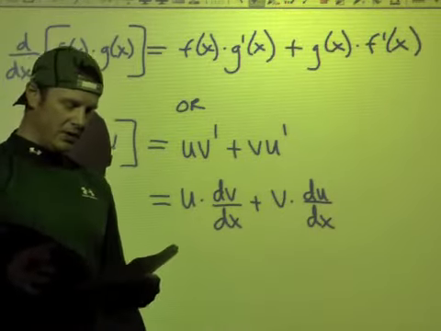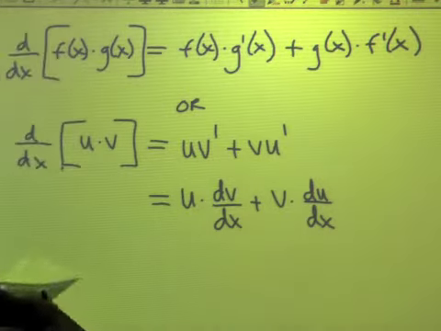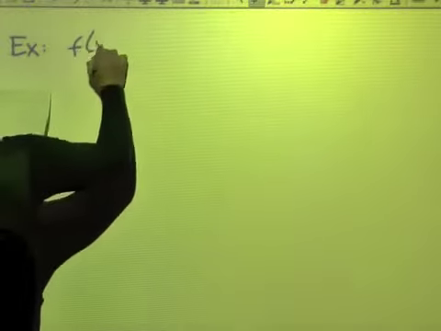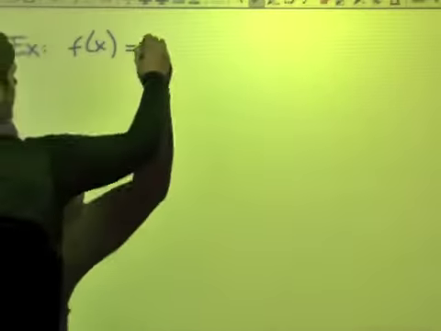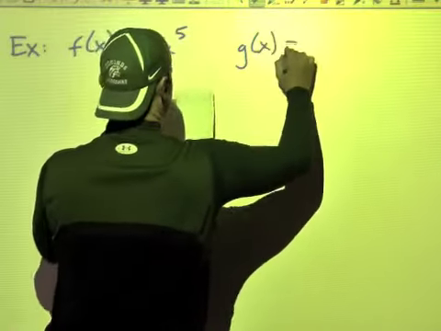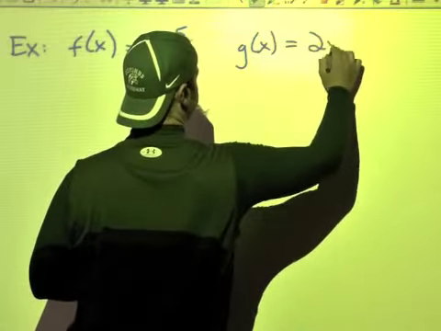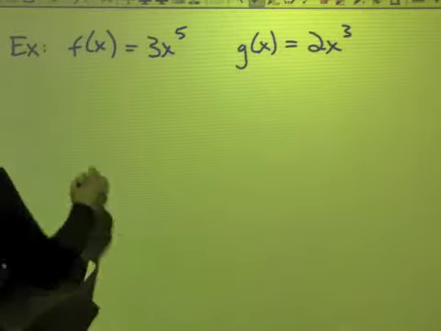So let's actually use it on an example. Now, going back to our last problem, let's go back and do that simple example before we look at a harder one. We said that f of x was equal to, what was it again? 3x to the fifth. And g of x was equal to 2x cubed. Now we know that we could just multiply them together, but let's actually use the product rule.